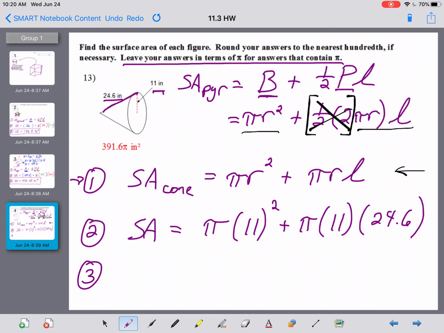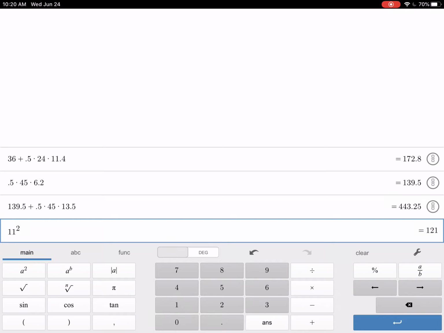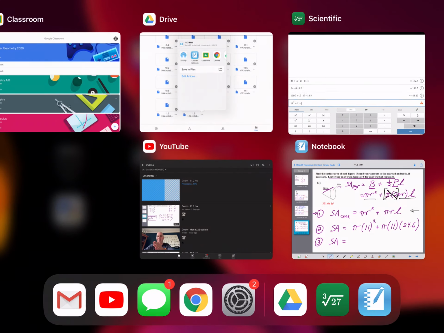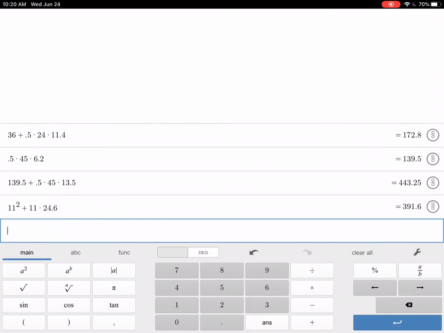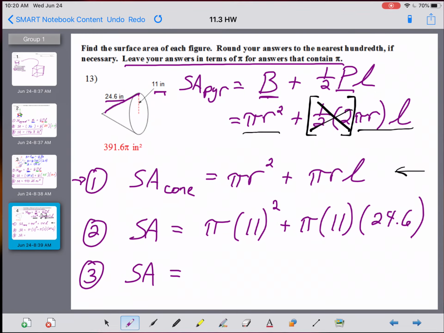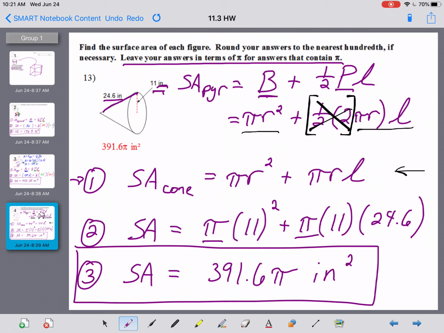So what that means for us right now, everybody, is that I am going to go to my calculator, but I'm going to leave the pi out of it. So what do we have here, everybody? We've got 11 squared, and then we're going to go plus, the radius was 11, and the slant height there was 24.6. Okay, so when I do that, that gets me 391.6. So I'm going to write that down here, 391.6, but because we left the pi out of our calculations, the pi just tags along at the end right here. Linear units were inches, so surface area units are going to be square inches. Okay, so 391.6 pi square inches.